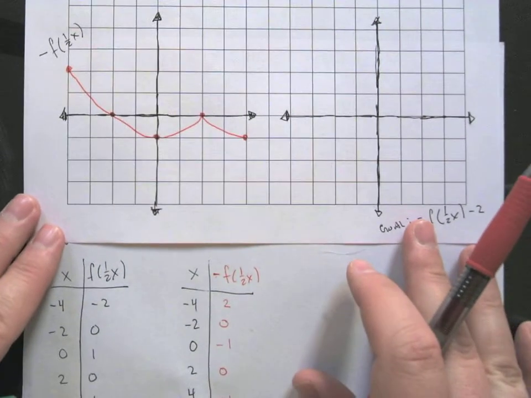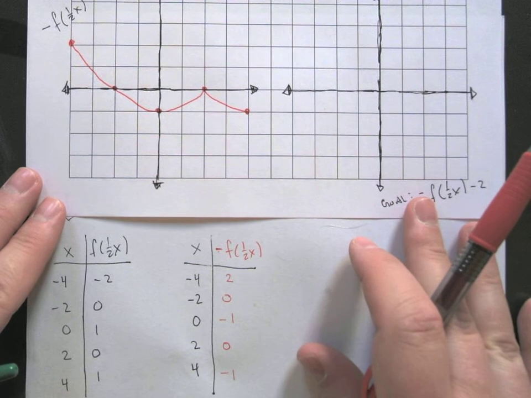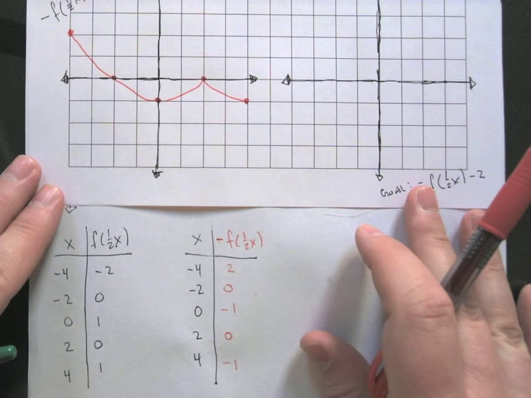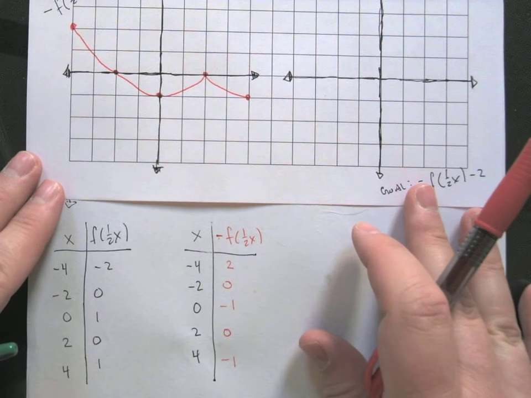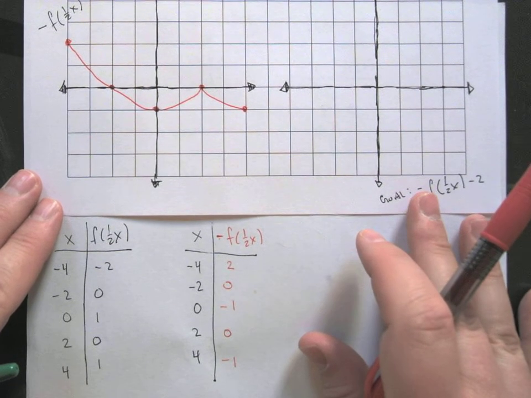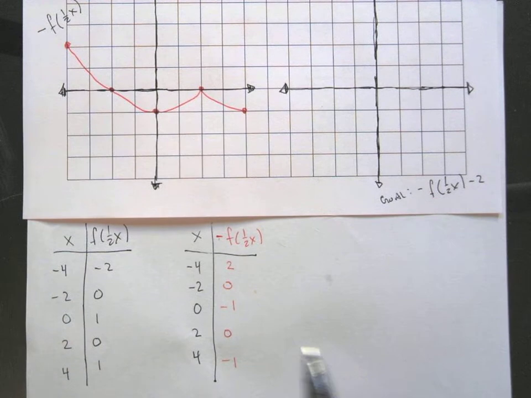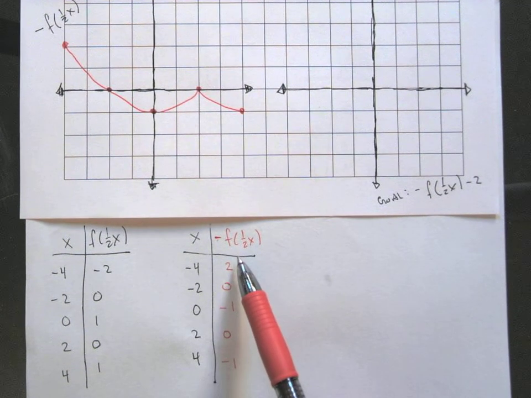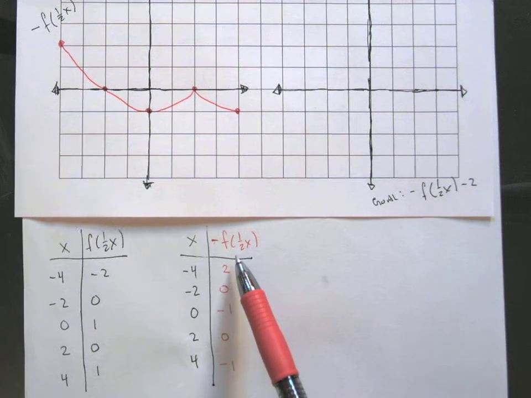And you can see that from our coordinates. Okay, you can see all that. So negative f of 1/2 x, so multiplying all the y values by negative 1.